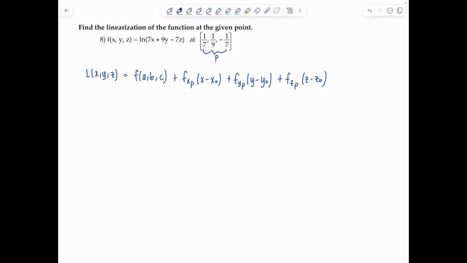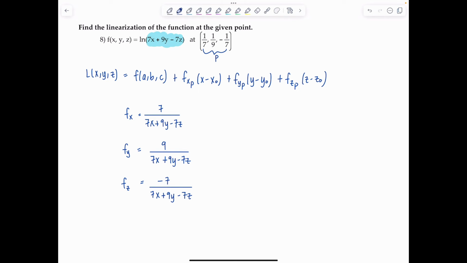This was hopefully a straightforward one. So partial with respect to x, the derivative of ln of something is 1 over the something. And then you're going to have to apply the chain rule, multiply by the derivative of what's inside with respect to x. So that would just be 7. And then similarly, partial with respect to y is 9 over 7x plus 9y minus 7z. And partial with respect to z is negative 7 over 7x plus 9y minus 7z.